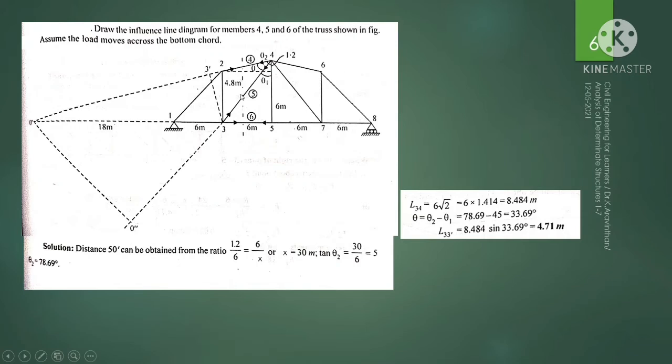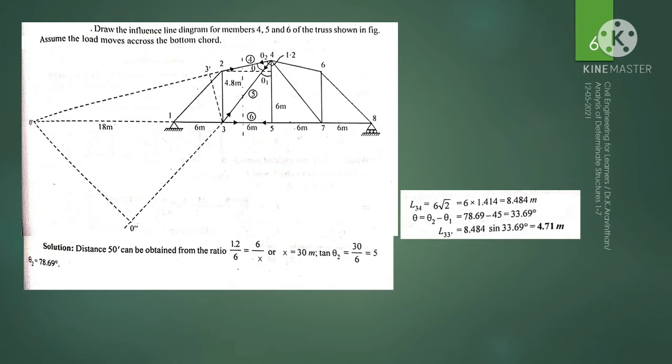And if you know the angle of 45 degree, you can find the hypotenuse side. To find hypotenuse, you can use Pythagoras theorem. You can take root of 6 square plus 6 square, and you will be getting 8.484. Now you got this distance, and finally the only one unknown is theta. You know the theta 2 as 78.69 degree, and the theta 1 is 45 degree. Now the theta will be, if you subtract this, you will be getting 33.69 degree.